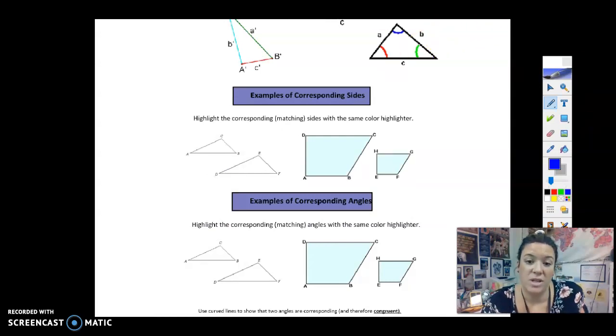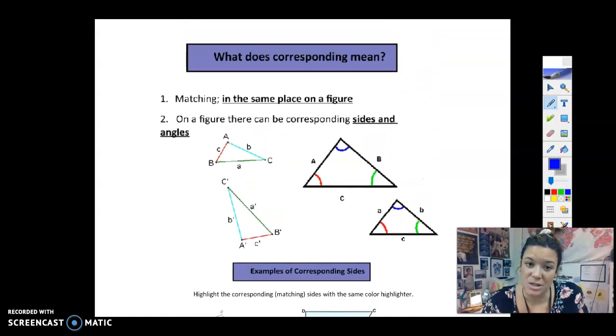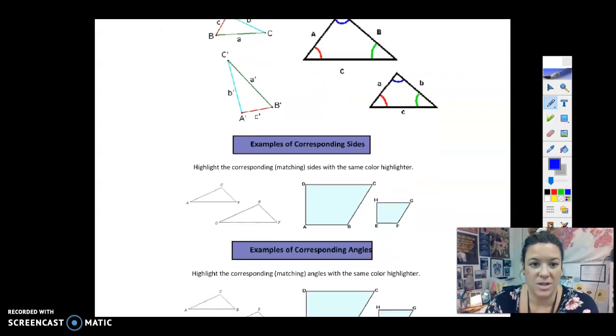So hopefully this unit is a lot more geometry. Some students who weren't so good at the algebra part of this year are probably going to really love similar figures, and our next topic, quadrilaterals, too. So we talk about corresponding and how that's just being in the same position on these figures.